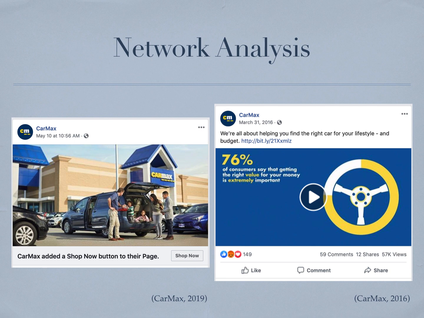Network analysis. So CarMax has a Facebook page where they use it to advertise and market, to help them sell their vehicles. They had added a shop now button to their Facebook page where customers can purchase vehicles directly from their Facebook page now, and they also advertise using videos. There was a video that I found on their Facebook page that shows we're all about helping you find the right car for your lifestyle and budget.